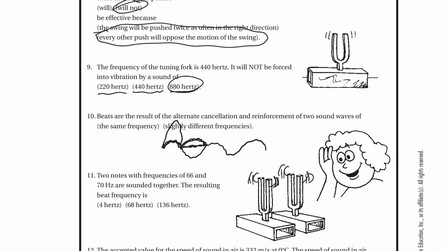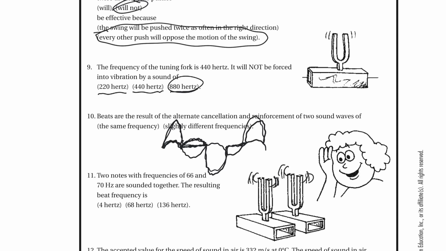And a beat is something like this, where you can hear wah very loud and then kind of silent and then very loud again, a kind of wah wah wah wah sound. Two things are slightly out of tune, vibrating at different frequencies, and the beat frequency in hertz is the difference between the two frequencies. We'll see that in just a second.